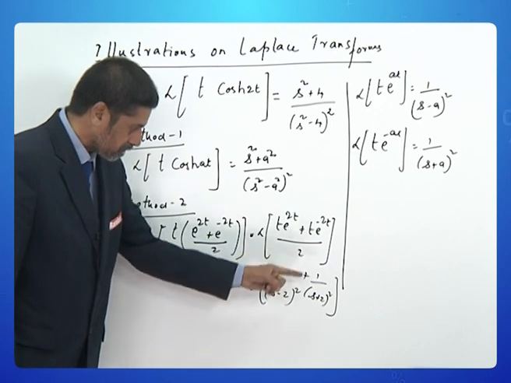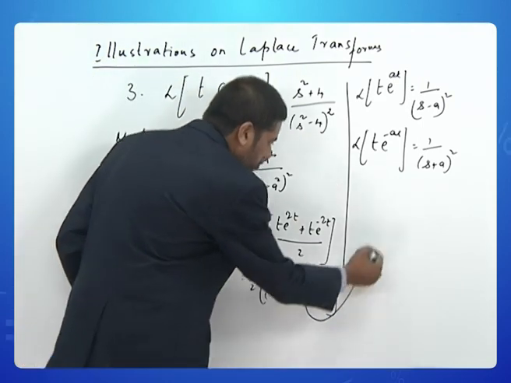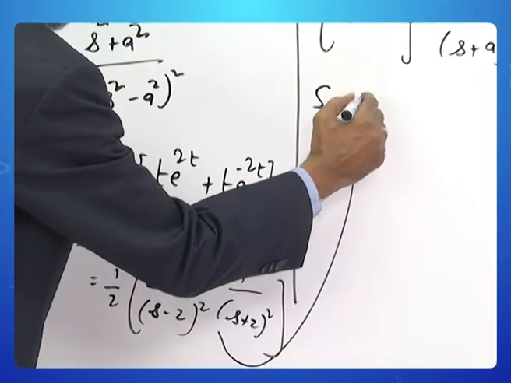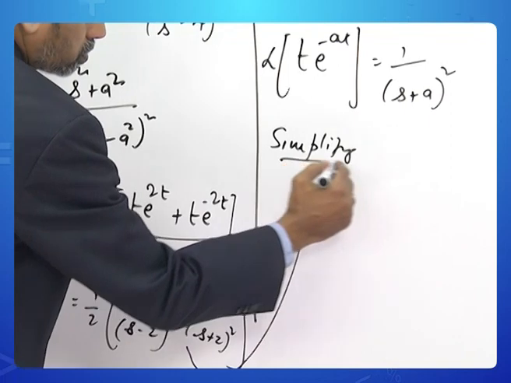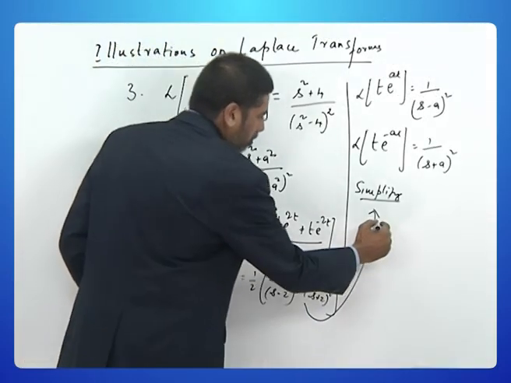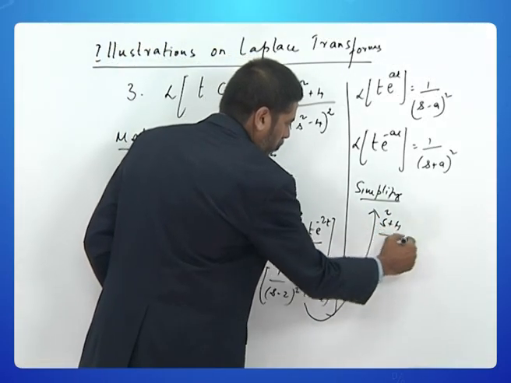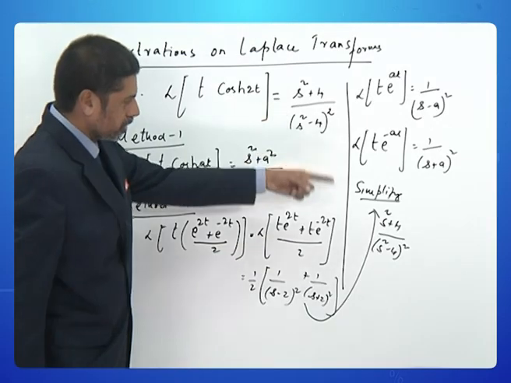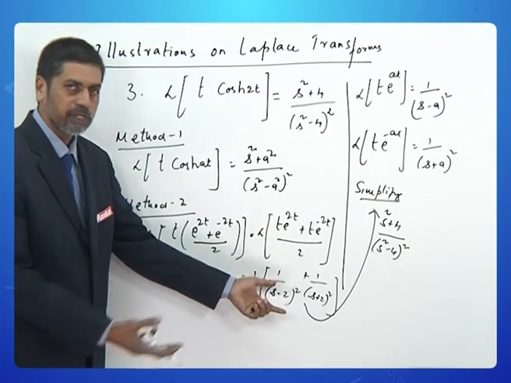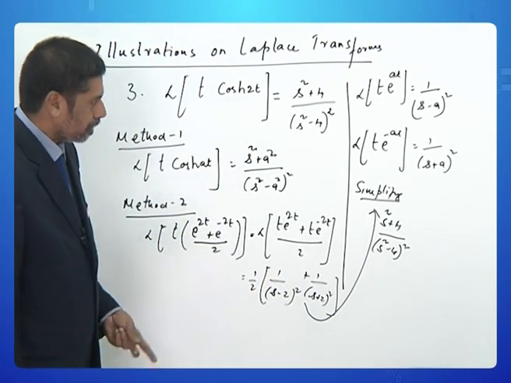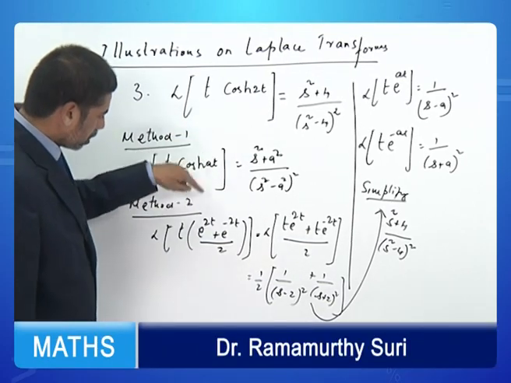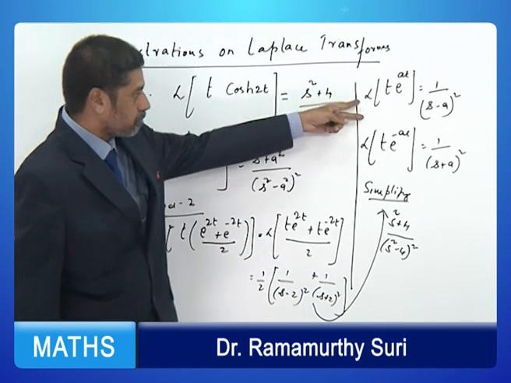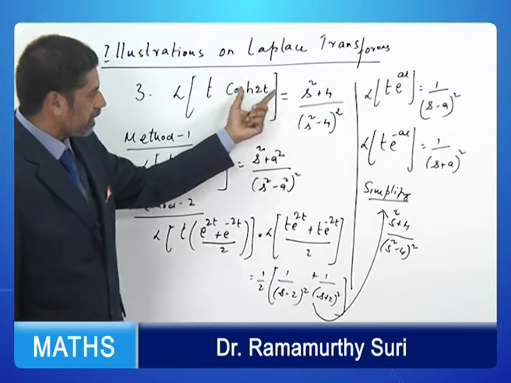If you simplify this, you will get (s square plus 4) by (s square minus 4) whole square. The same thing you will get. I am not showing you the details because it's only taking LCMs and other things. But you can easily see method 2 is longish. We have to go through these two formulas, whereas this is a direct situation.